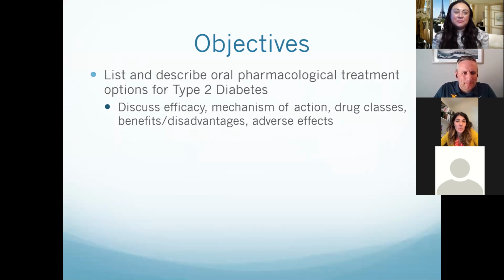So our objectives will be to list and describe the oral pharmacologic agents for type 2 diabetes. We'll touch a little bit upon the efficacy, the mechanism of action, the different classes, and a little bit about the benefits, advantages, and adverse effects of each agent. I'm not going to be giving a full comprehensive review. I just wanted to briefly touch on things as a reminder and in an introduction. Also, there are some new agents on the market. So hopefully by the end of the talk, we'll feel a little bit more comfortable prescribing those things. Next slide, please.